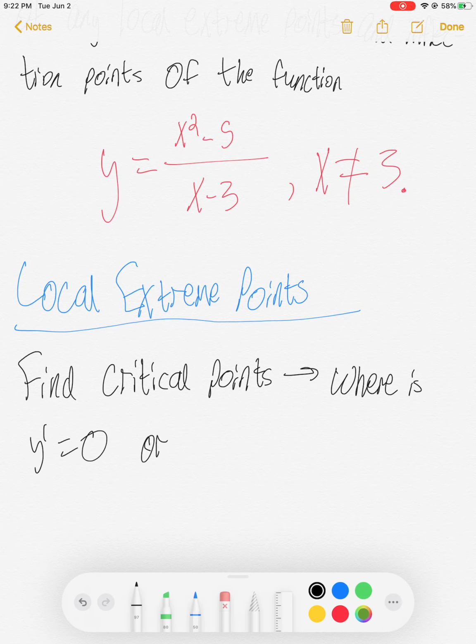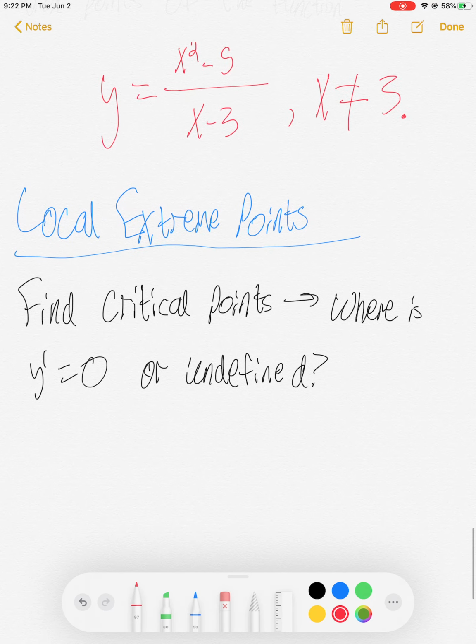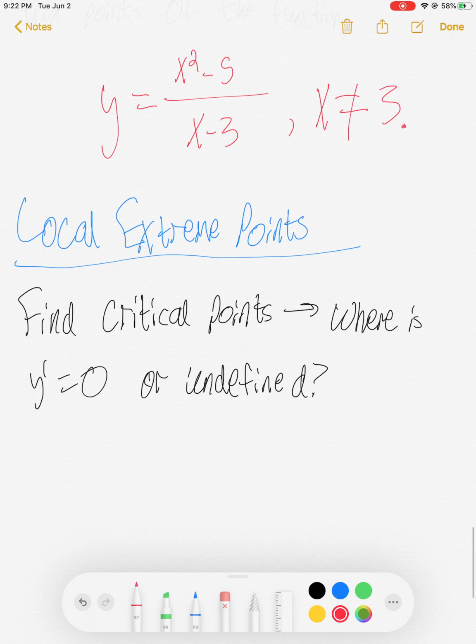So find critical points, which again, where is y prime equal to 0 or undefined? In this case, I think we are going to have a place where it's undefined. So let's go ahead and compute y prime.